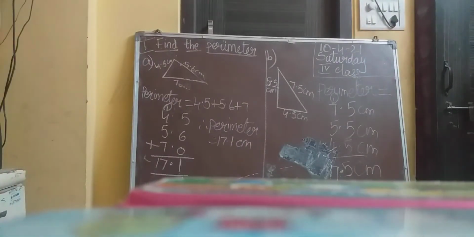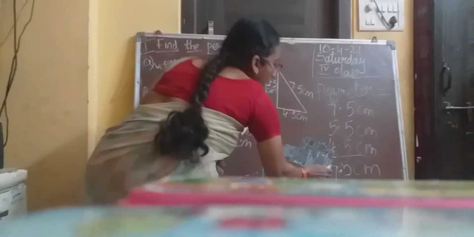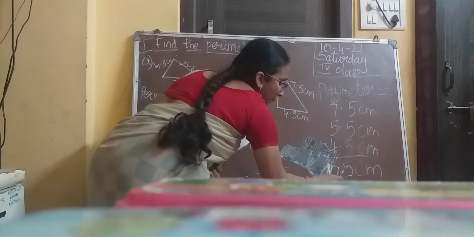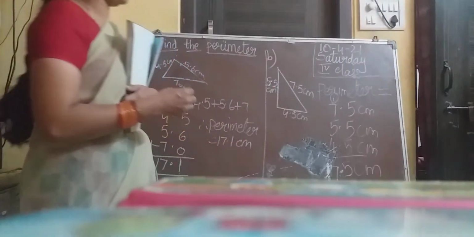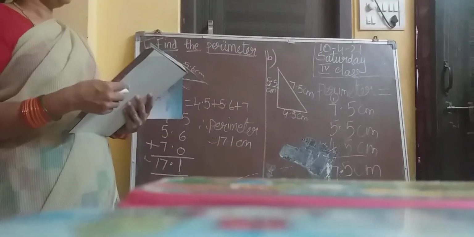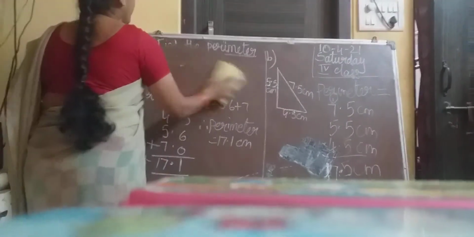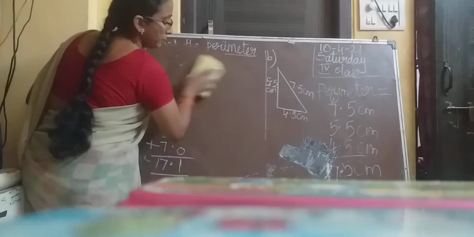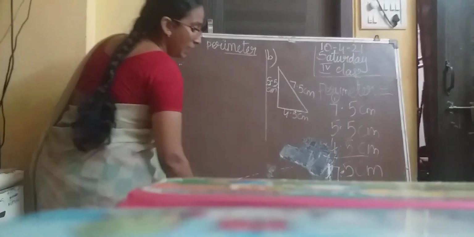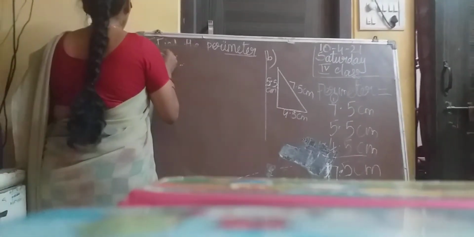17.5 centimeters. What answer did you all get? 17.5 centimeters. The 1 is not being seen here. The 1 is here. 17.5 centimeters. Like this. Now I'll show one more. Yes, and I'll give 3 sums for homework. You see, it is like this.